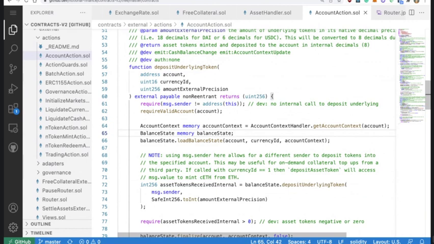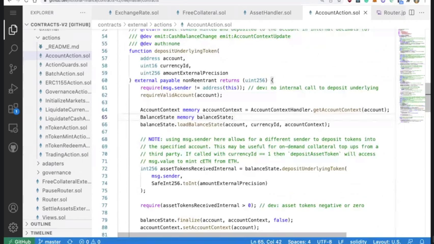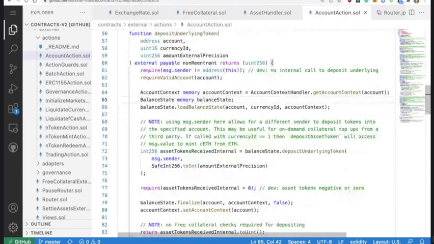All right. Could you explain, in that little note right there, basically what you're saying is that it is possible, like you can kind of see from the arguments in the function, for Alice to deposit for Bob. She hits deposit underlying token, but she passes in Bob's address. Over here, specifically in that int256 asset tokens received internal, though, you're using message.sender. So why is that? Oh, right. So on line 66, we're loading the balance state for the account. That's Bob in this case. And then when we call deposit, we're going to take it from Alice, but put it into Bob's account. That makes sense? I think so. Yeah.